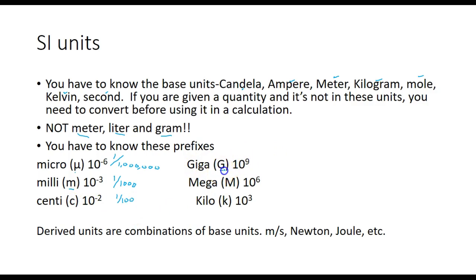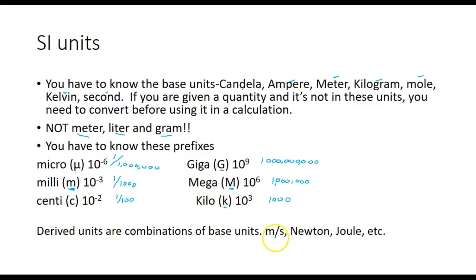Giga, the prefix is capital G, and it's 1 times 10 to the 9th. So 1 with 9 zeros. So there are a billion meters in a gigameter. Mega is million, 10 to the 6th. So there are 1,000,000 meters in a megameter. A gigabyte is a billion bytes. And kilo is times 10 to the 3rd. So a kilometer is 1,000 meters, and the prefix is lowercase k. Notice milli is lowercase m, mega is uppercase M.